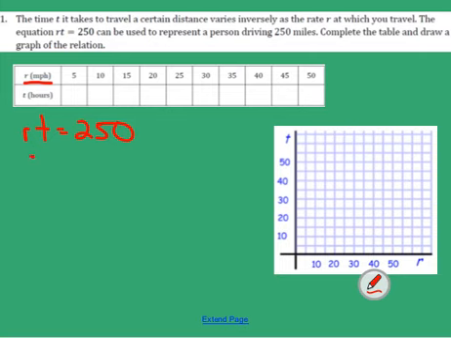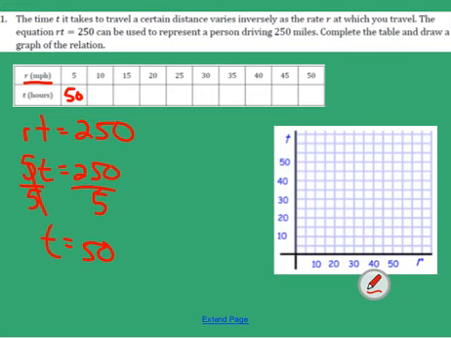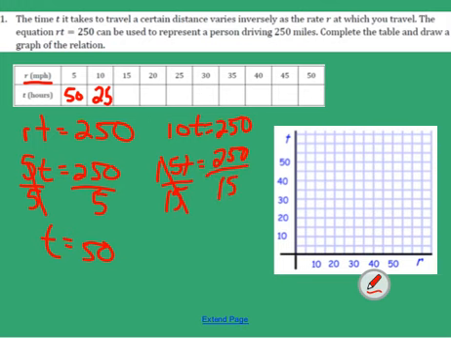So if I plug in 5 for my rate, it'd be 5T equals 250. I divide by 5, and it would take T equal to 50 hours. So then I can write a 50 in here. Or if I know that my rate's going to be 10, 10 times time equals 250, you divide by 10, you're going to get 25 hours. And as you fill this out, 15T equals 250, I'm going to divide by 15 on both sides, and time is going to be approximately 16.6 repeating.